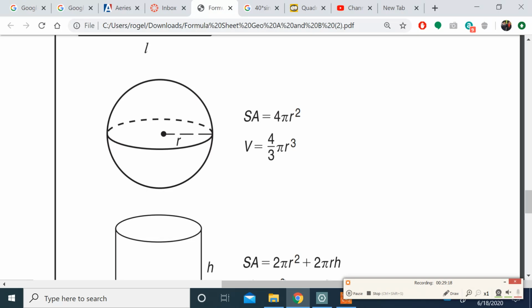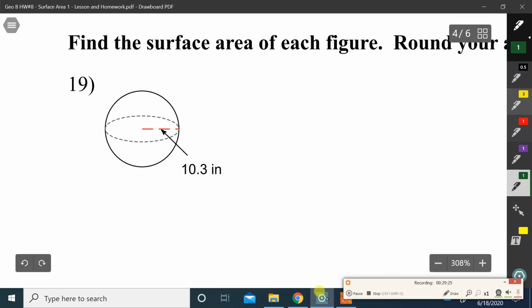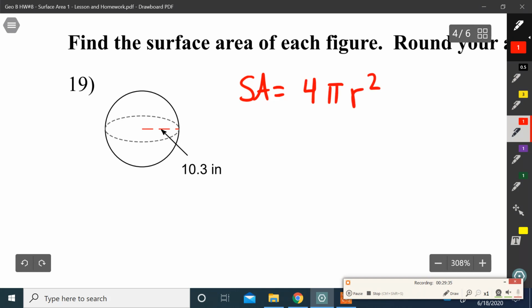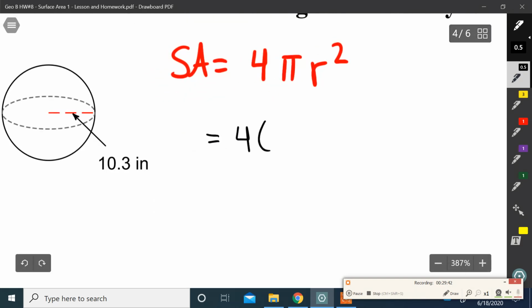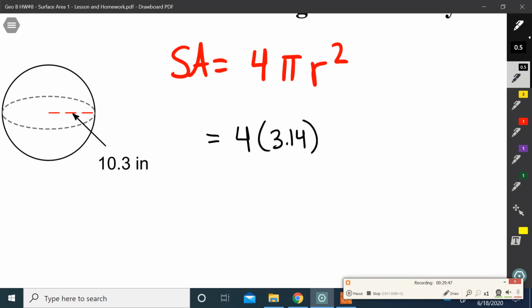Let me pull up my formula sheet here, so I also have it with me. So the formula for this one here is surface area. Remember, we're doing surface area right now. It's 4 pi r squared. The pi, we're going to put 3.14. We can put 3.1415, but I think 3.14 should work just fine.